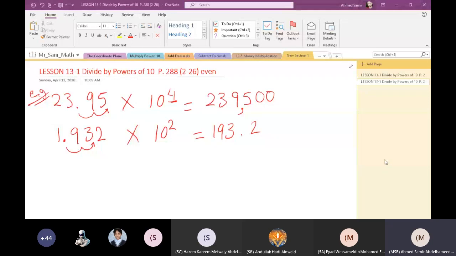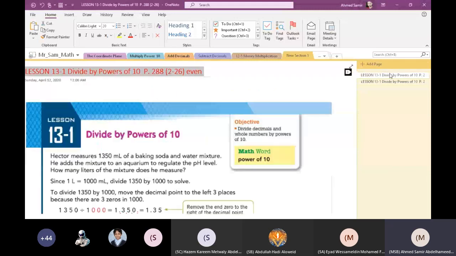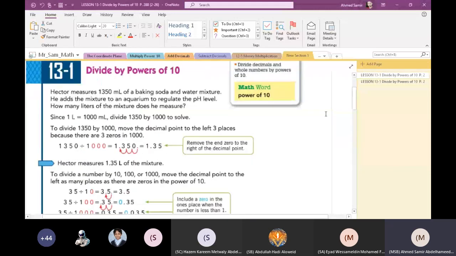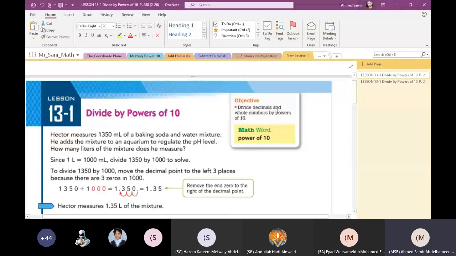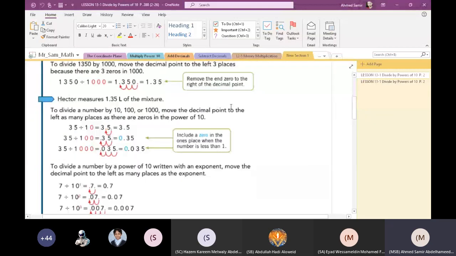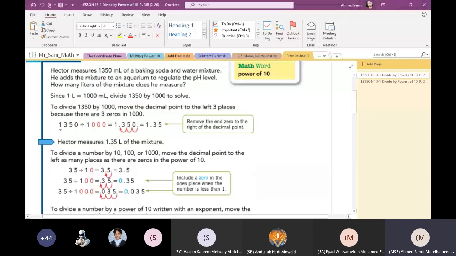Okay, now our lesson for today is about division. Division is actually the opposite of multiplication. So our objective today is to divide decimals and whole numbers by powers of 10. Our first example is this. Let's use the highlighter.